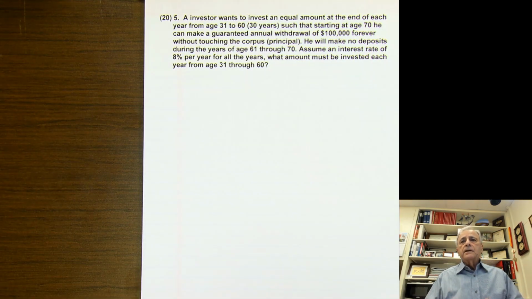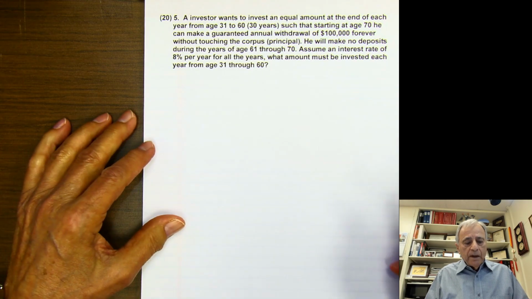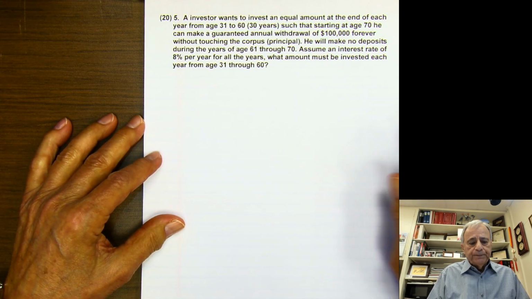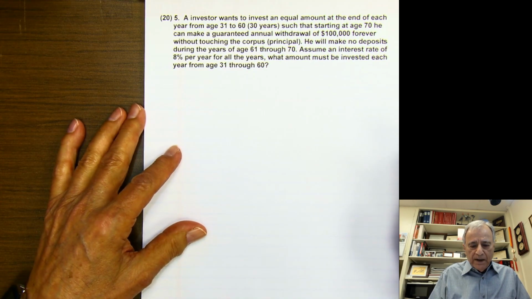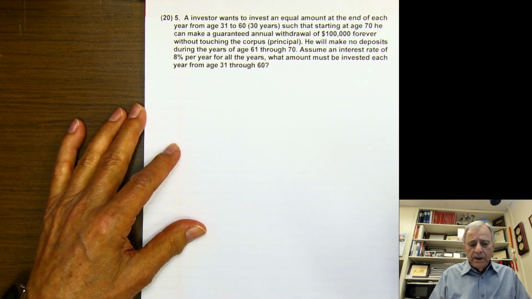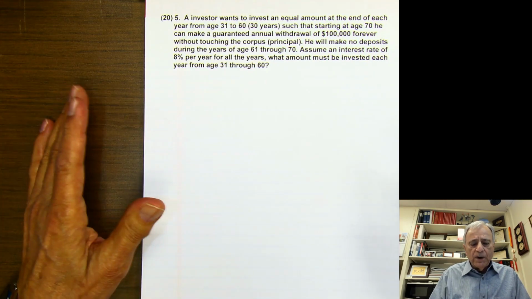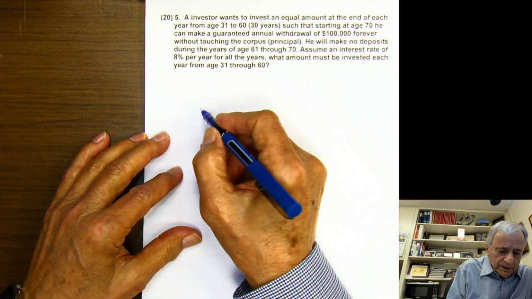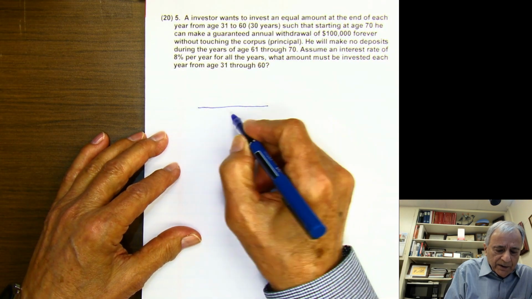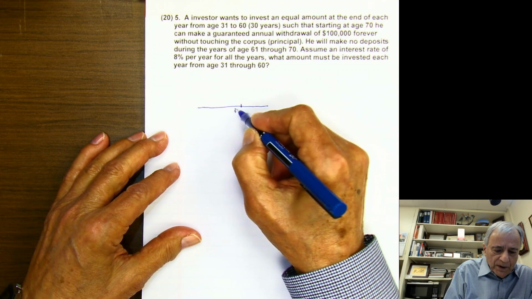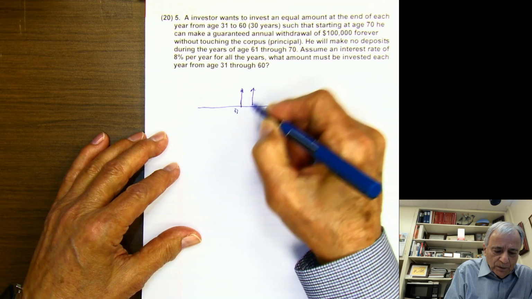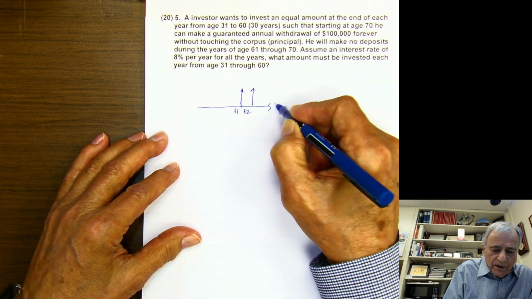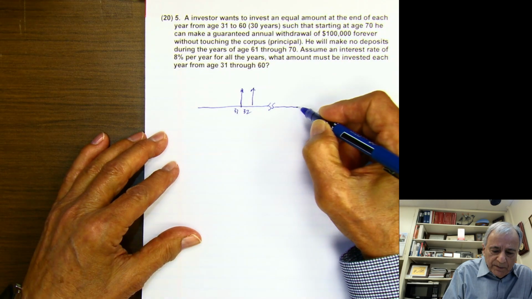The next example problem that I'm going to work is from chapter 5. An investor wants to invest an equal amount at the end of each year from ages 31 through 60. Well, let's draw a little time diagram here and start here at 31, and there'll be a certain investment amount, 32, and that will go on to time 60.